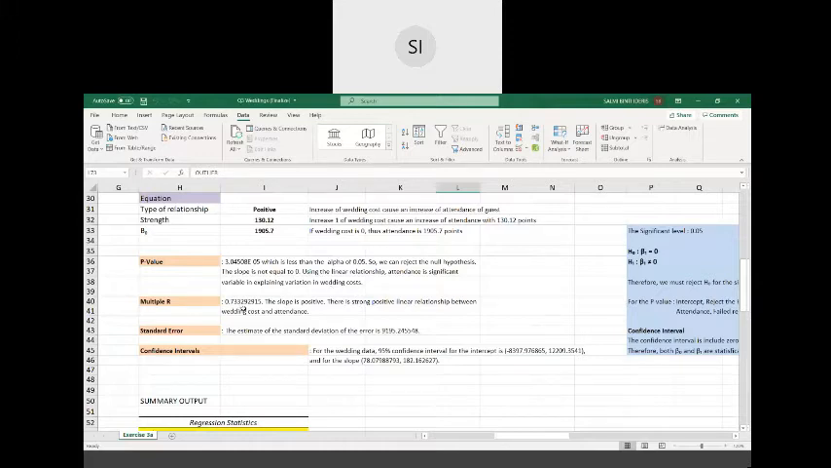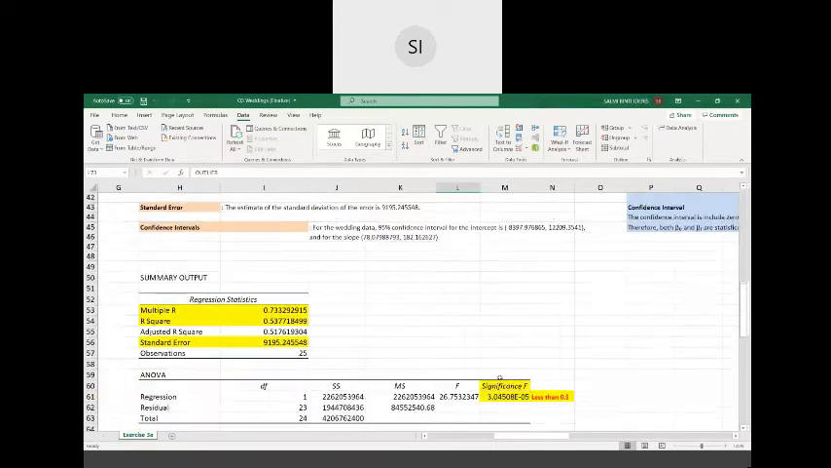Untuk multiple R 0.7332, the slope is positive, there is strong positive linear relationship between wedding cost and attendance. Untuk standard error, the estimate of the standard deviation of error is 9195.245. Okay, confidence interval for wedding data, 95% confidence interval for intercept is negative 8397 and 12209, and for the slope is 78.07 dan 182.16.